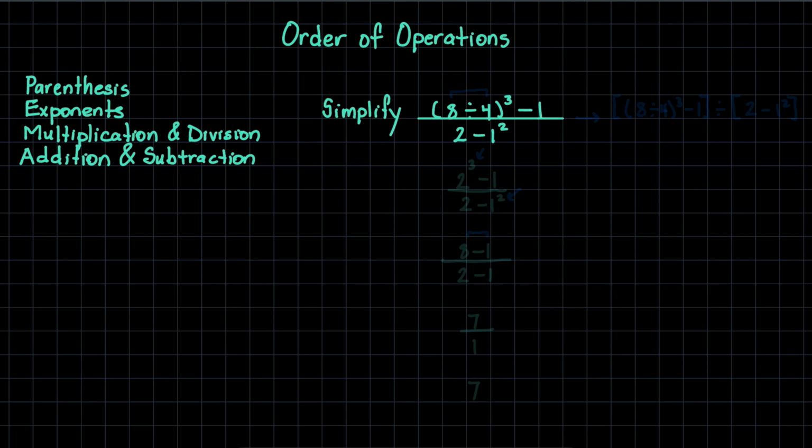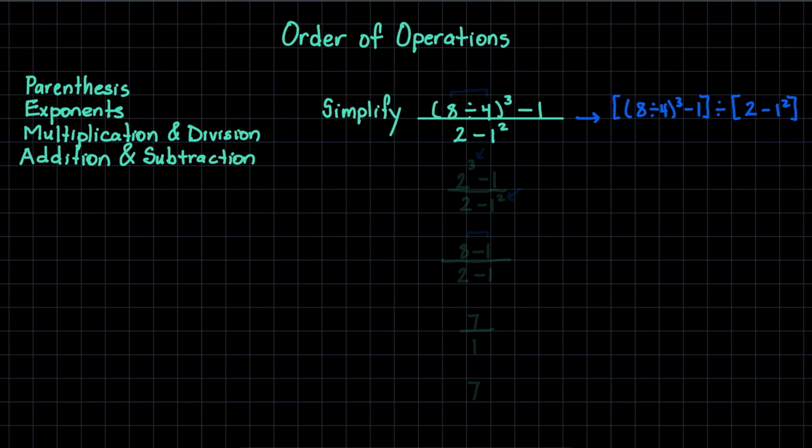Before we get started on this one, I want to show you why fraction bars are treated as parentheses. Fraction bar or division bar is just division. This is just saying the numerator divided by the denominator, which means everything in the numerator has to be grouped together and divided by everything in the denominator. So that's just a visual so you can see why fraction bars are the same thing as parentheses in order of operations. Okay, let's get started.